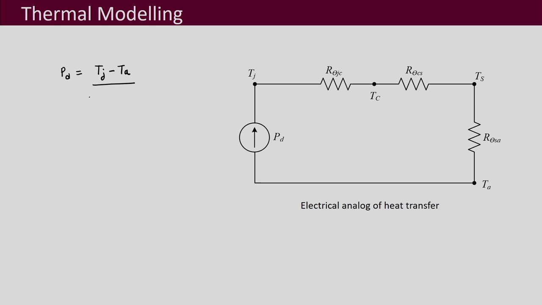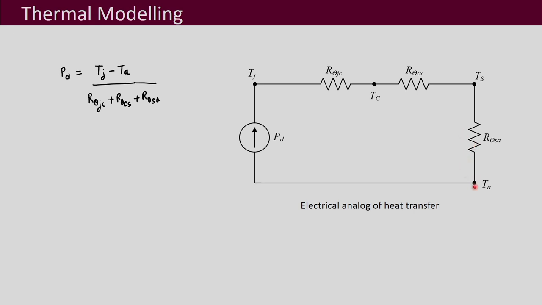So (TJ - TA) divided by (R theta JC + R theta CS + R theta SA), junction to case, case to sink, and sink to ambient. We can write it like this. Now, when we have to choose this R theta SA, that means the heat sink, how much should be the thermal resistance of the heat sink, if we have to decide that.